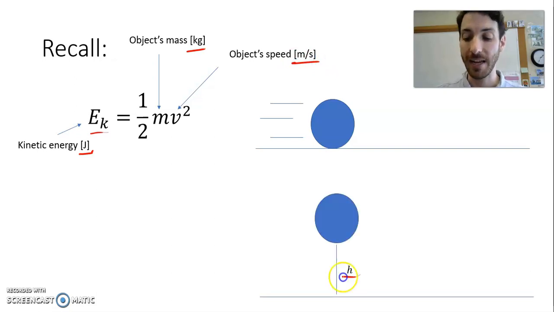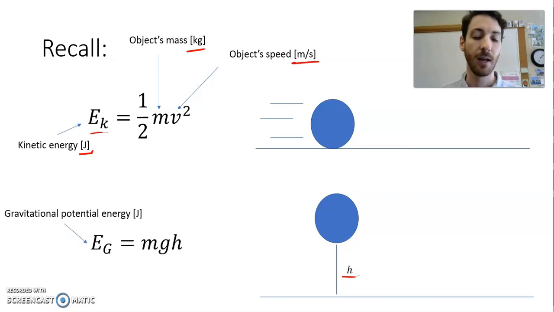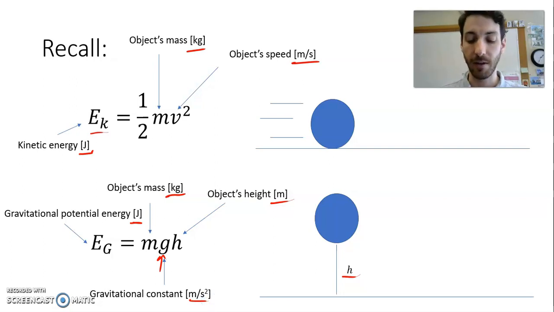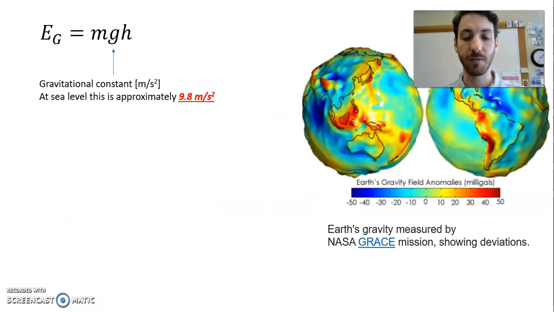If an object has any height above a particular surface, we say it has gravitational potential energy. Gravitational potential energy is equal to the object's mass times this gravitational constant we'll talk about in just a moment, times the object's height. Again, gravitational potential energy, it's an energy, it's measured in joules. Mass is kilograms, height is meters. Now this gravitational constant, the units are meters per second squared. And I'll talk a little bit more briefly about this value.